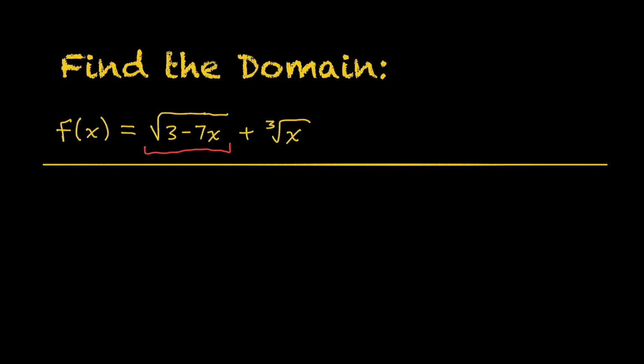So again, what does that allow me to do? Well, it allows you to take that 3 minus 7x and set it not negative, but greater than or equal to 0. All right, and now we just need to solve this inequality.